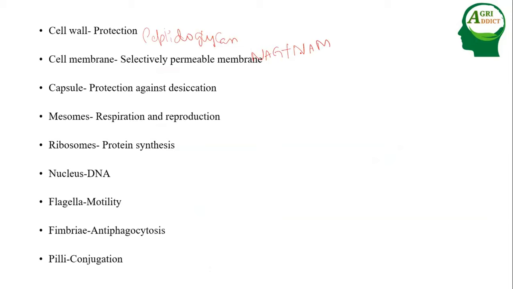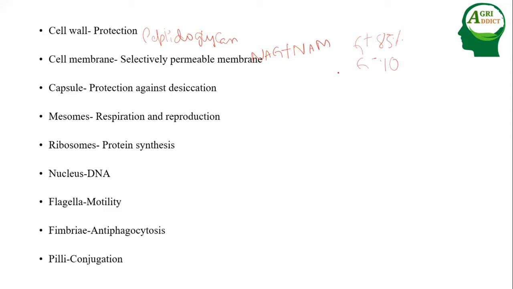And usually in gram-positive bacteria, there is 85% of peptidoglycan and 10% is teichoic acid. Whereas in case of gram-negative bacteria, it is only 10%, which is peptidoglycan, and the rest is lipoproteins and lipopolysaccharide. So this is an important protective organ.